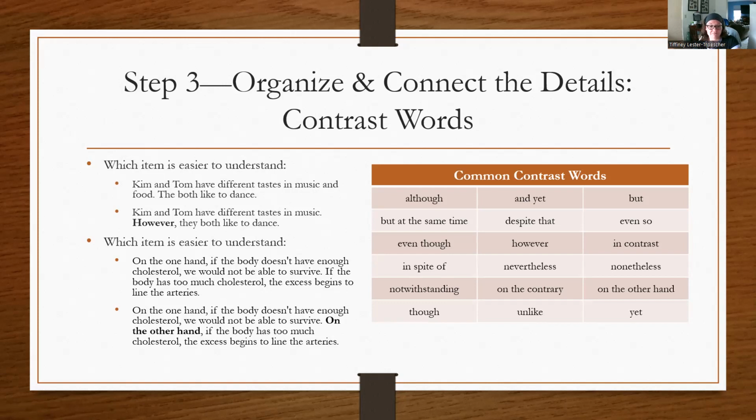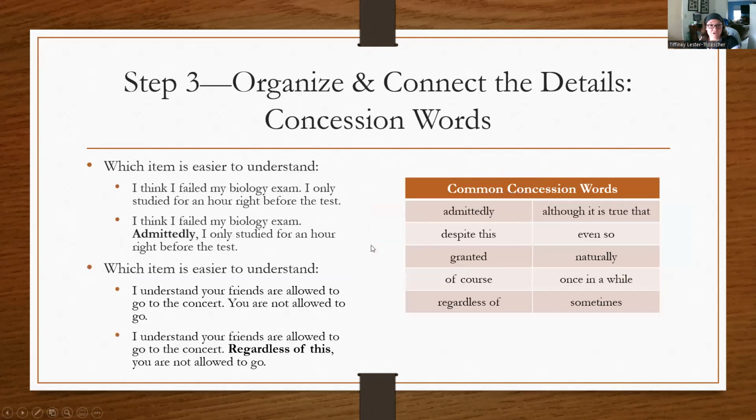Or Kim and Tom have different tastes in music and food. Nevertheless, they both like to dance, right? So showing contrast, something is different. Got a big list of words and phrases over there. Concession words. Again, it's where you're kind of showing, admitting something before switching back to your point of view.